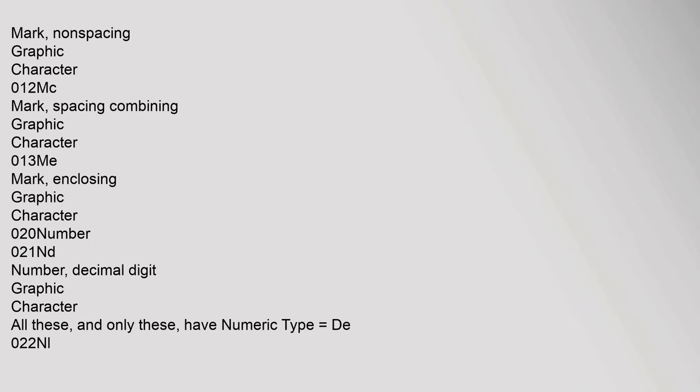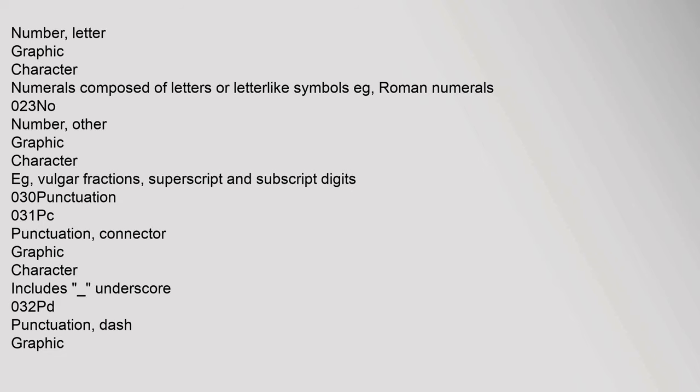Letter, lowercase: graphic character. Lt, letter, titlecase: graphic character, ligatures containing uppercase followed by lowercase letters. Lm, letter, modifier: graphic character. Lo, letter, other: graphic character. Mark: Mn, mark, non-spacing: graphic character. Mc, mark, spacing combining: graphic character. Me, mark, enclosing: graphic character. Number: Nd, number, decimal digit: graphic character. All these, and only these, have numeric type equals De.